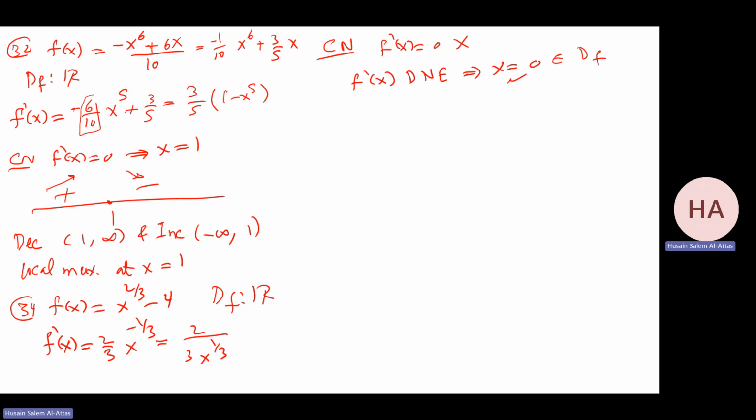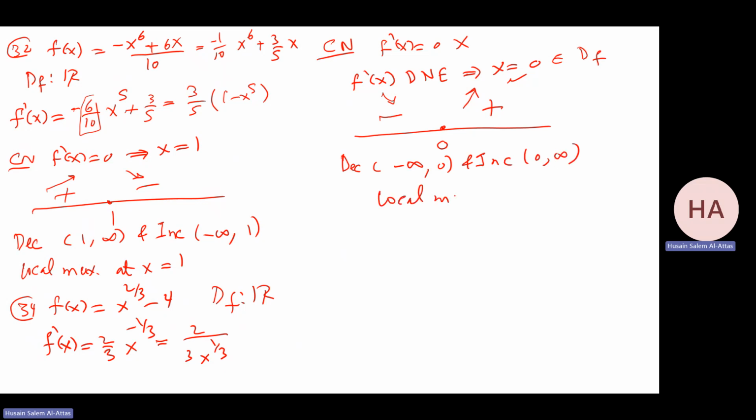Okay. Now do the sign diagram for f prime. I have 0 only. Take a value before 0, it will be negative, and after that it will be positive. So it's decreasing and then increasing. So decreasing from minus infinity to 0 and increasing from 0 to infinity. And we have a local minimum or relative minimum at x equals 0.